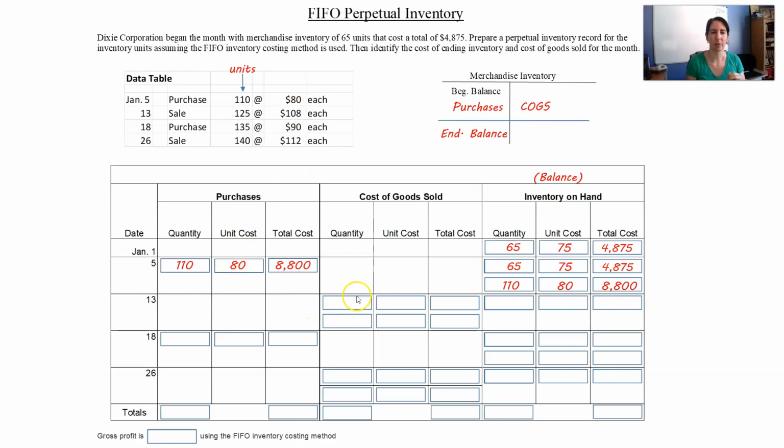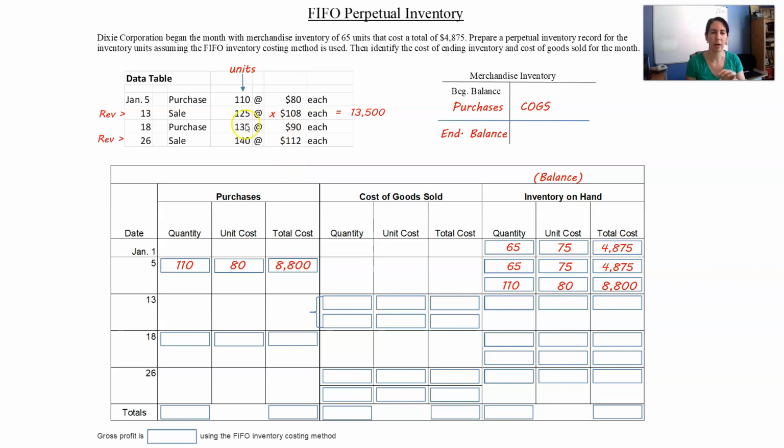The 13th, we're going to sell 125 units at $108 each. That's really the sales price. We care about that, but we don't care about that in this grid. These are revenues. This is sales revenue. That's what we're going to be recording. They're selling 125 units at $108 each. We're going to record $13,500 of sales revenue when we get to the journal entry part. But that actually doesn't play into this grid because this grid is about the cost of the inventory to us.